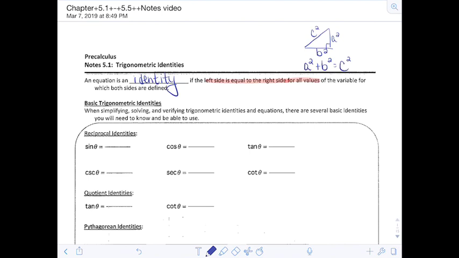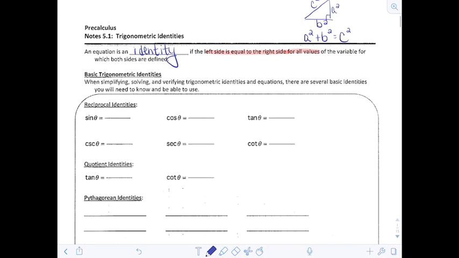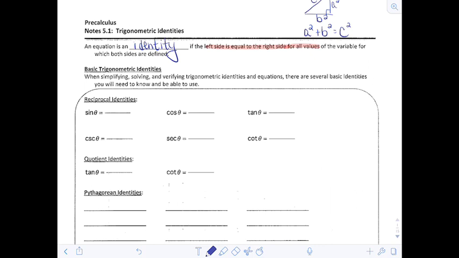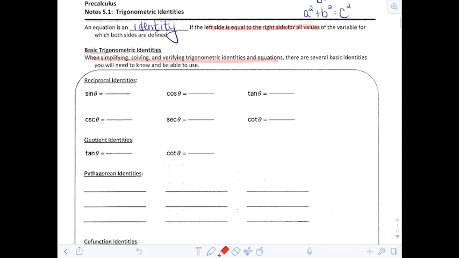Okay, so basic trig identities. You already know half of these. First, we're going to talk about the ones that you already know. But it says when simplifying, solving, and verifying trig identities and equations, there are several basic identities you're going to need to know and be able to use. So first of all, the reciprocal identities.